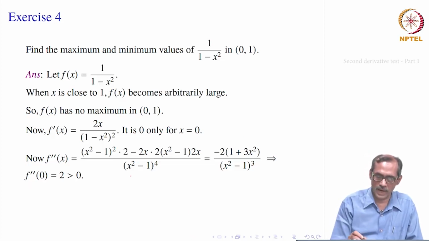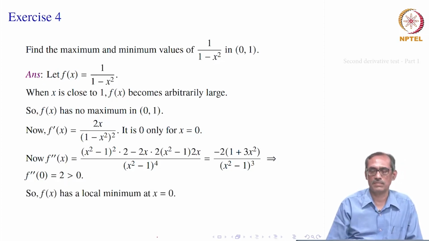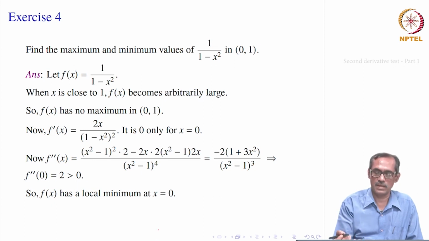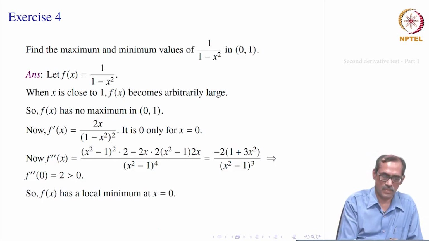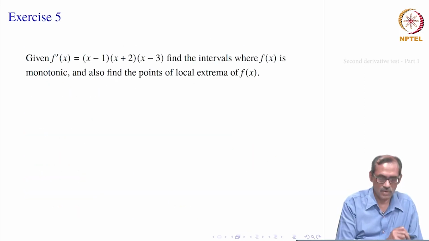Now, you want to find this at the critical point. So, at x equal to 0, if you evaluate it, it gives the value 2. This gives minus 1, so 2, and this is bigger than 0. So, f of x has a local minimum at x equal to 0. In fact, that is the only extremum, no other local minima or maxima. So, that is also the absolute minimum, and its value is 1. Is that fine? Okay.